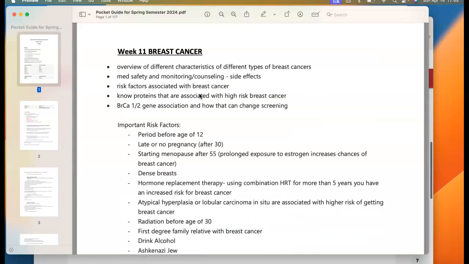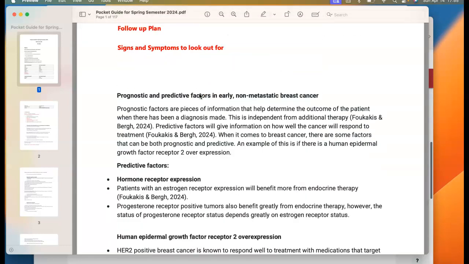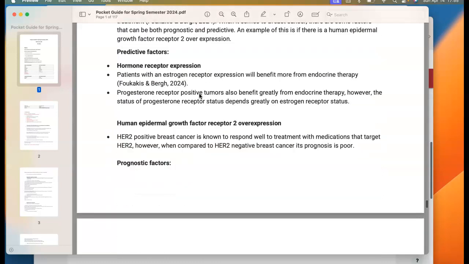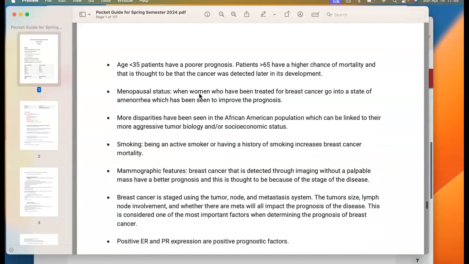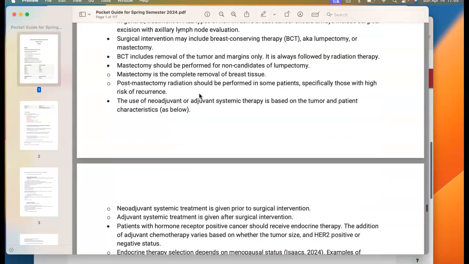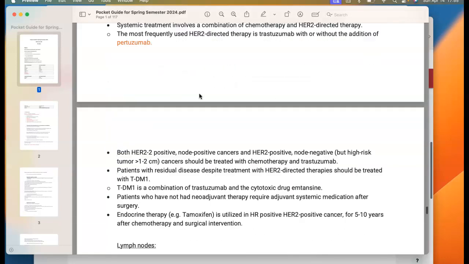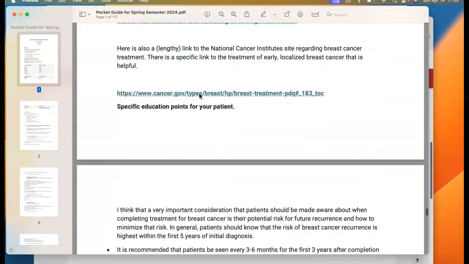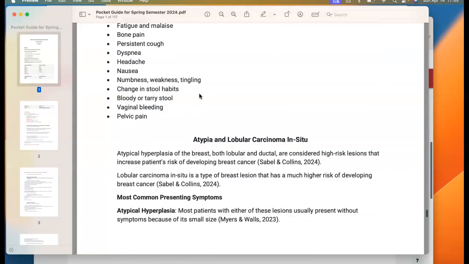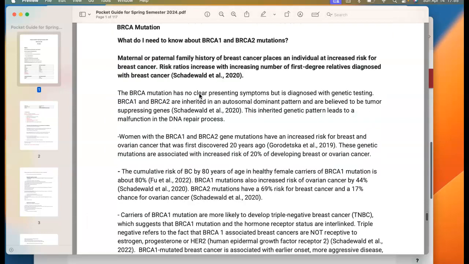and then I moved on to week 11, which was breast cancer, and I did the overview of the different types of breast cancers, and prognostic and predictive factors that are associated with different types of breast cancer, and education necessary. HR positive and HER2 negative cancers I provided in my pocket guide. Atypia and lobular carcinoma in situ, I included that as well.